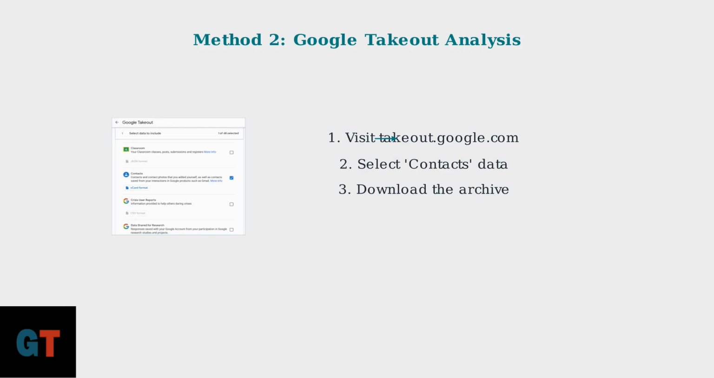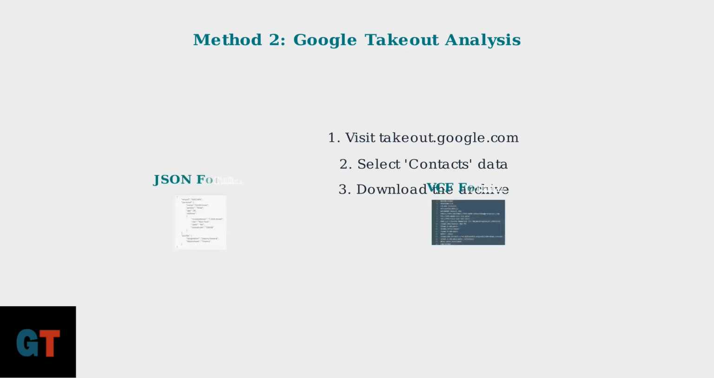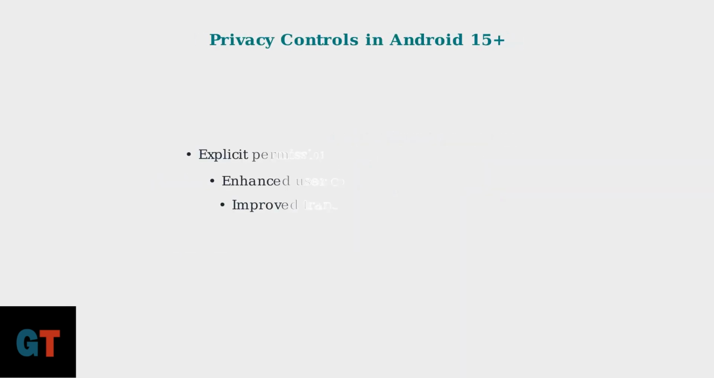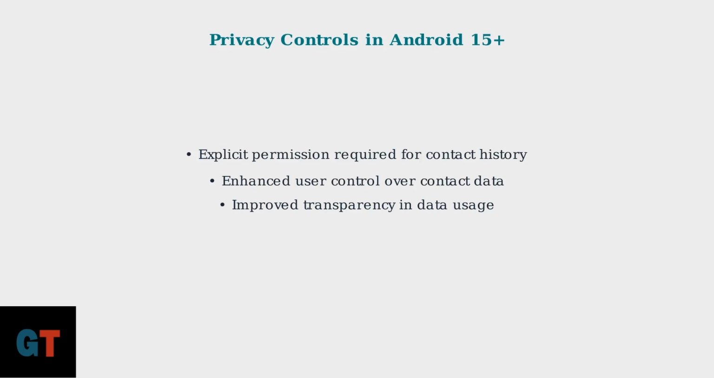Download your contact archive, which will contain detailed information in JSON or VCF file formats. The downloaded files contain metadata with timestamp information. JSON files provide structured data, while VCF files contain contact information in a standardized format that includes creation and modification dates. It's important to understand the privacy implications. Android 15 and later versions have enhanced privacy controls that require explicit permission for apps to access contact history data.